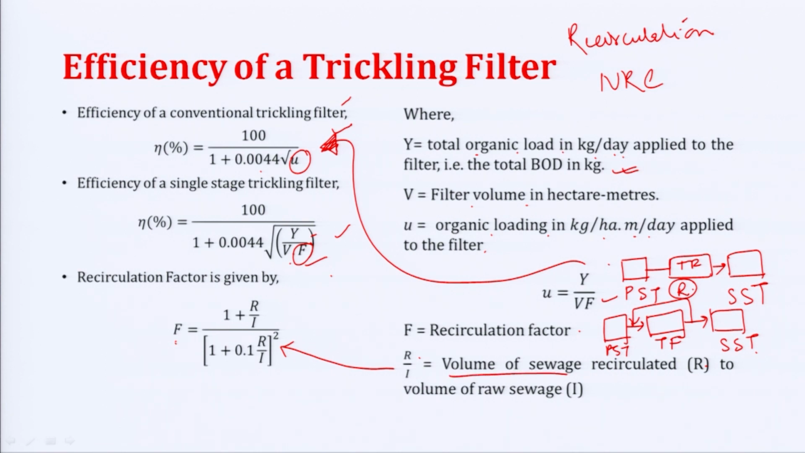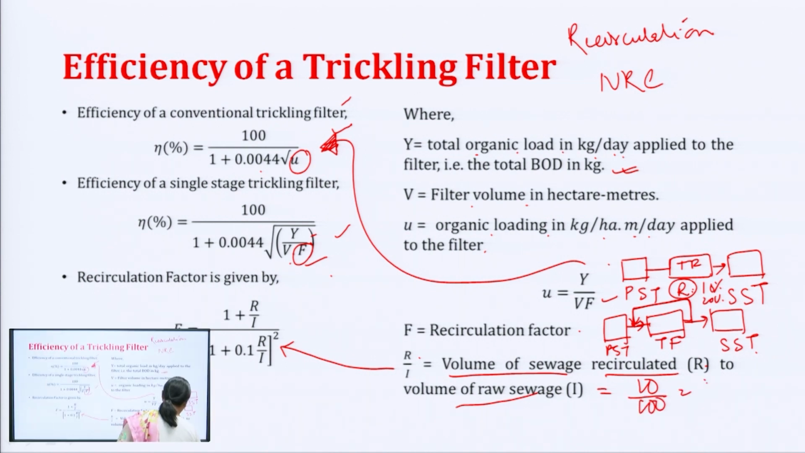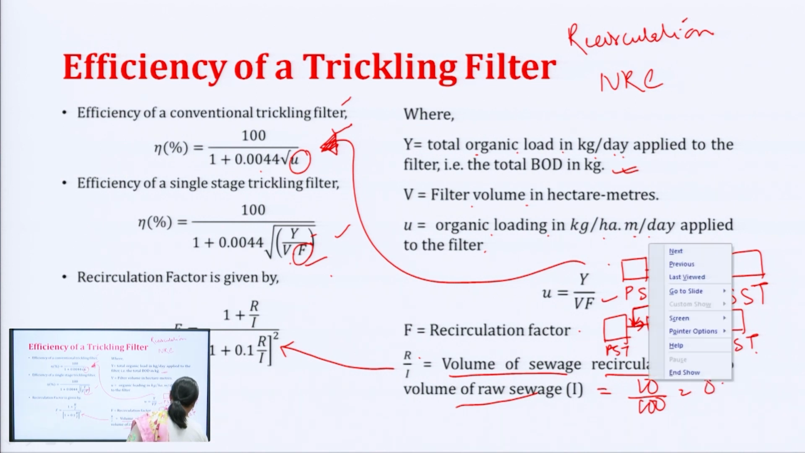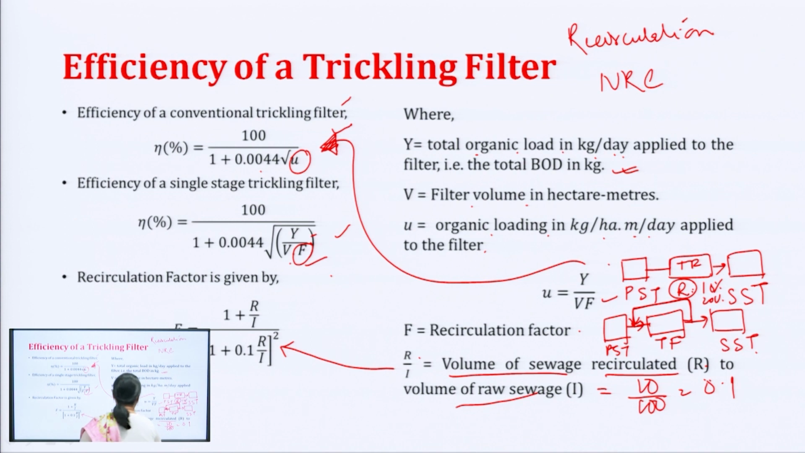R is the volume of sewage recirculated. R may be 10%, 20%, whatever you want. A percentage of the effluent coming from the trickling filter is sent back to the inlet of the trickling filter and goes through again. This is relative to the volume of the raw sewage. So, if R is 10%, this factor will be 10 divided by 100, so it is going to be 0.1.